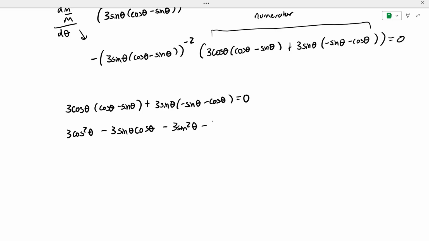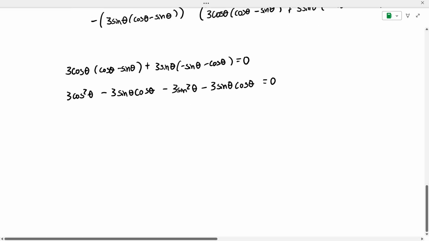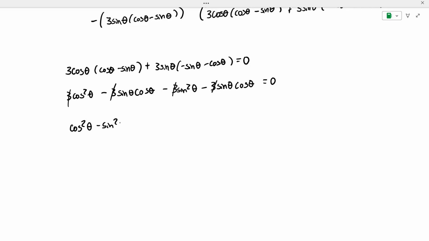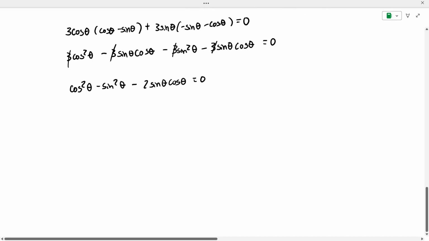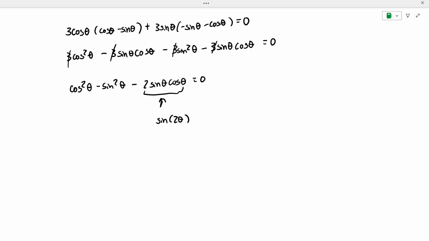And then I need to tell you guys about some trig identities in case you didn't know that they existed, which is totally okay, because I don't keep track of them that much either. Okay, so we have everything multiplied by 3. Let's just get rid of that. So we have cosine squared theta minus sine squared theta, and then -2 sine theta cosine theta is equal to 0. Okay, so you guys may know that this part is equal to sine of 2 theta.